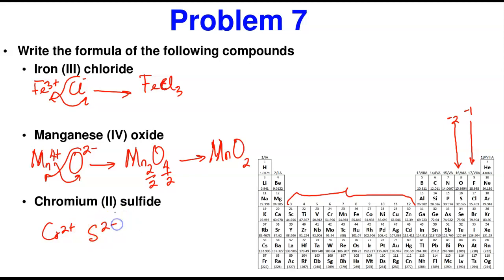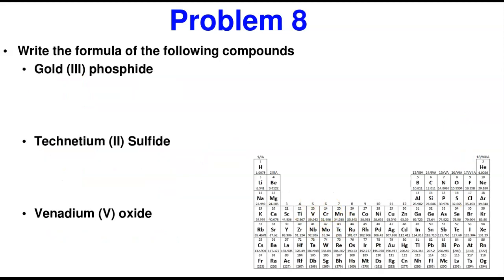2 minus. Since the charges are equal, you just cancel them out and bring down the name of the formula. That's simply what you do in this case when the charges are equal. Again, you know that sulfur belongs here, and that is why it has a charge of -2, and chromium is here. We have to determine that through the sulfur, and that is how you do this kind of problem.